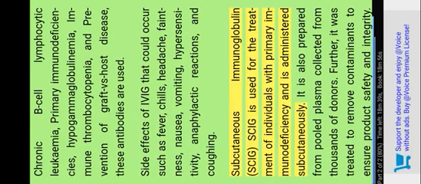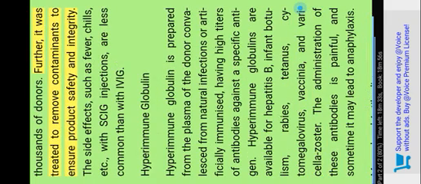Subcutaneous immunoglobulin (SCIG). SCIG is used for the treatment of individuals with primary immunodeficiency and is administered subcutaneously. It is also prepared from pooled plasma collected from thousands of donors. Further, it is treated to remove contaminants to ensure product safety and integrity. The side effects, such as fever, chills, etc., with SCIG injections are less common than with IVIG.